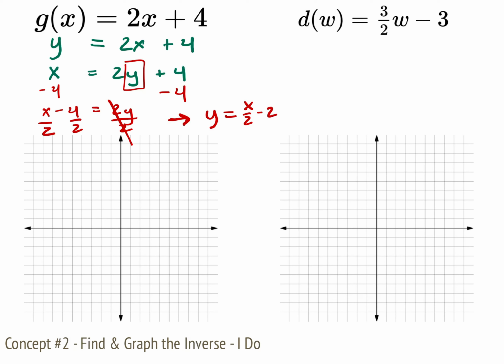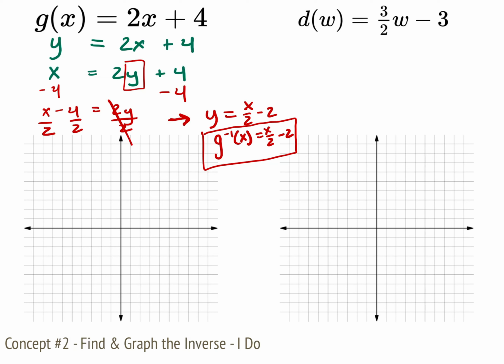Now, it looks like we're done, but the very last thing we want to do is put this in inverse function notation. So we know that this is the inverse of g of x. So I'm going to take that y again and make it g inverse of x, or the inverse of g of x, equals x over 2 minus 2. And this is going to be our inverse function.